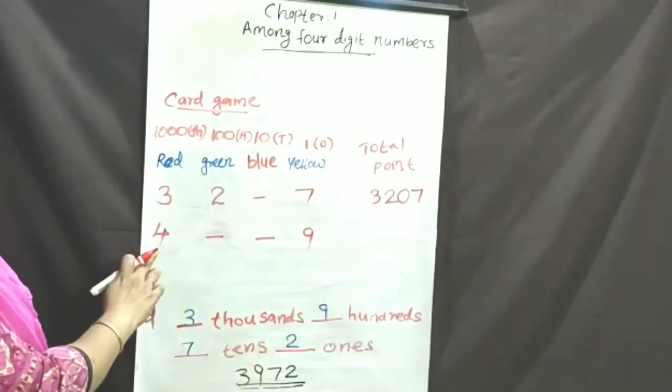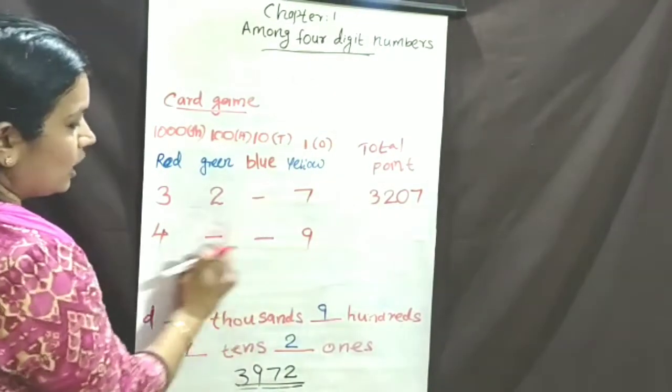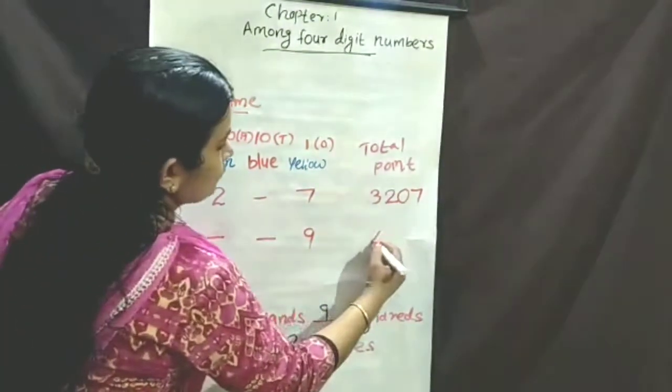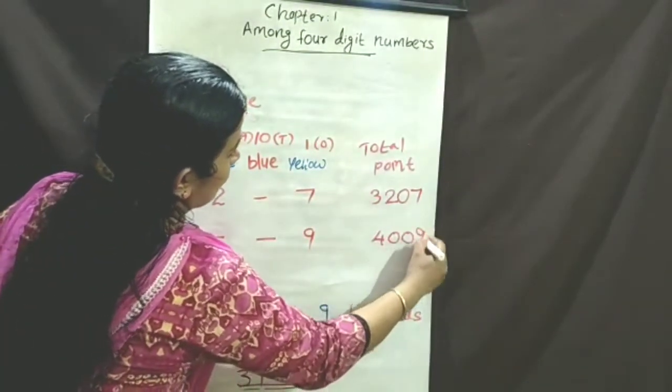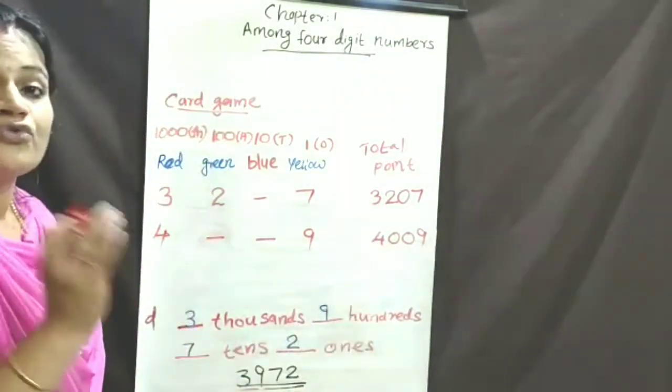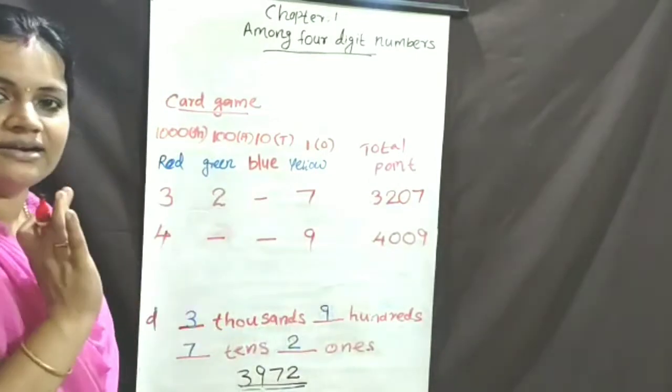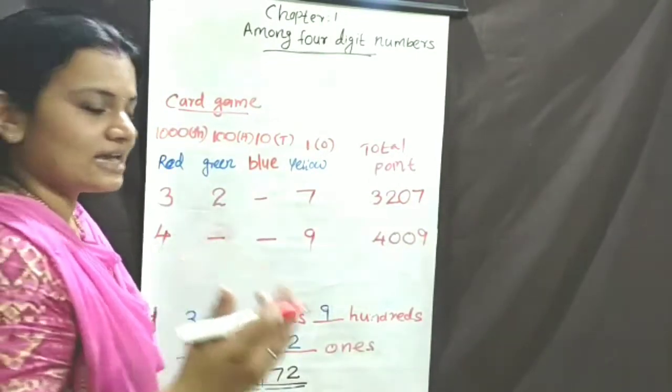So we get 4, 0, 0, 9. Dotted is denoted by what? 0. So, 4, 0, 0, 9. What is this? 4009. How to read this number? 4009. Got it?